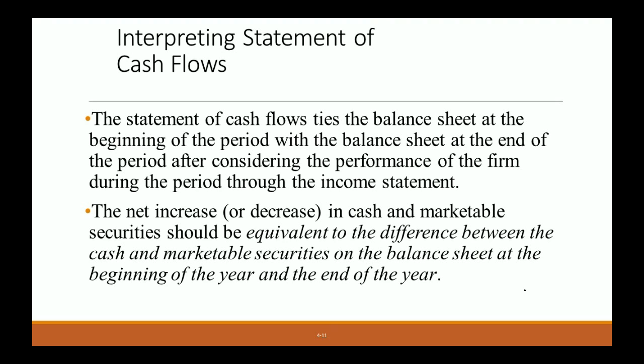The statement of cash flows ties the balance sheet at the beginning of the period with the balance sheet at the end of the period after considering the performance of the firm during the period through the income statement. So it's tying together 2 balance sheets and 1 income statement. The change in cash and marketable securities should be equal to the difference between the cash and marketable securities on the balance sheet at the beginning of the year and the end of the year.